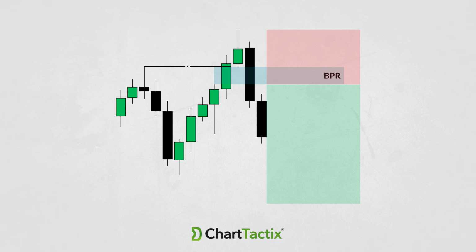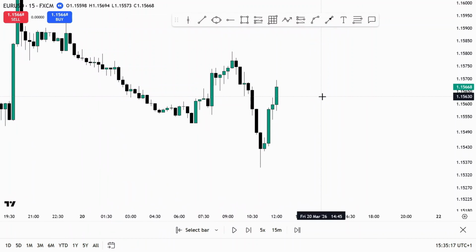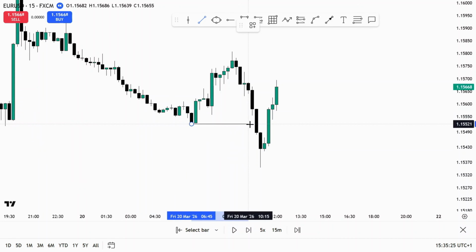So let's go to the charts, and I'll show you real examples of this model and how price consistently returns to those areas and reacts from them. So this is the first example we're going to talk about. First of all, we can see a sweep of sell-side liquidity. Price takes out the previous lows and grabs liquidity.